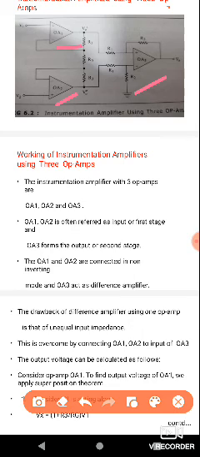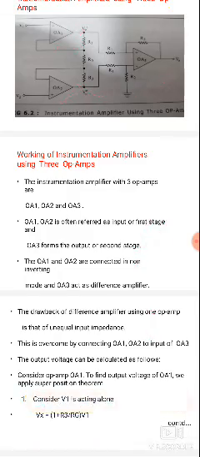OA1 and OA2 are referred to as the input or first stage, and OA3 forms the output or second stage of the circuit. So the first stage contains the inputs OA1 and OA2, and the second stage contains the output, that is OA3. OA1 and OA2 are connected in non-inverting mode, and OA3 acts as a difference amplifier.